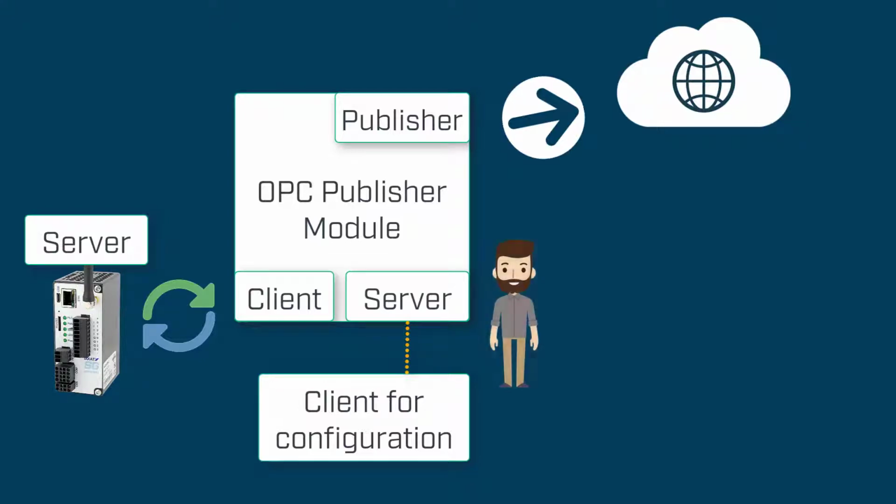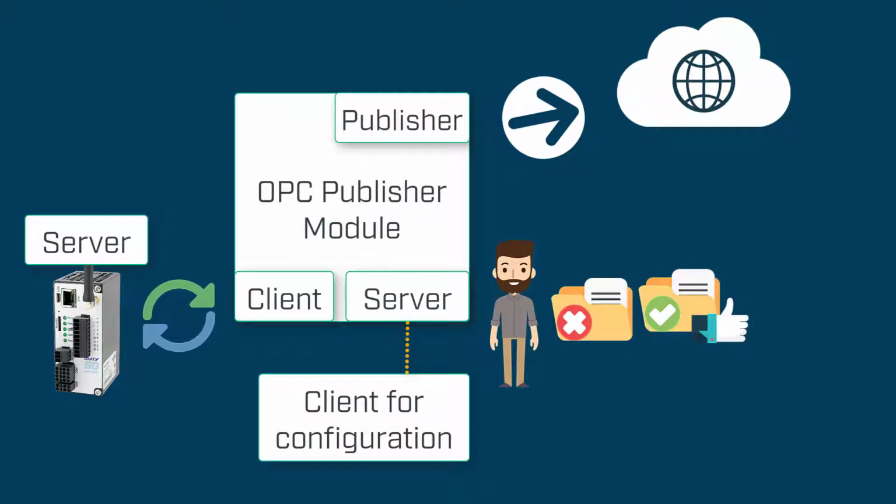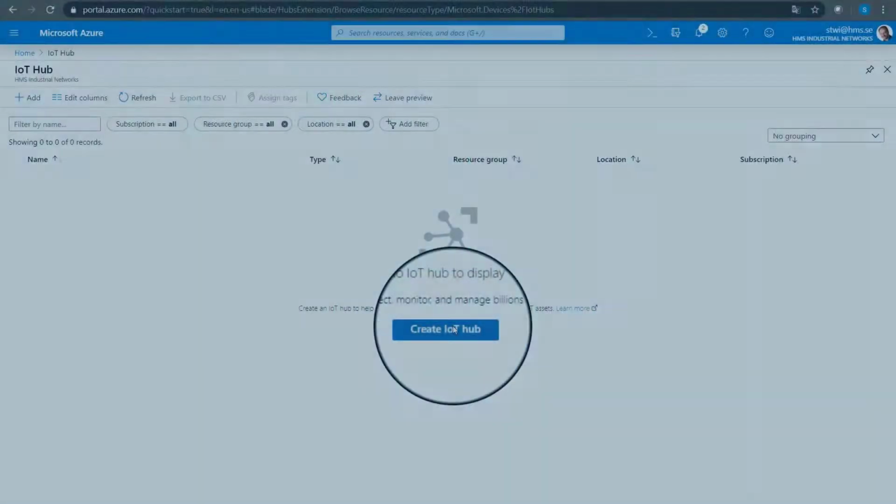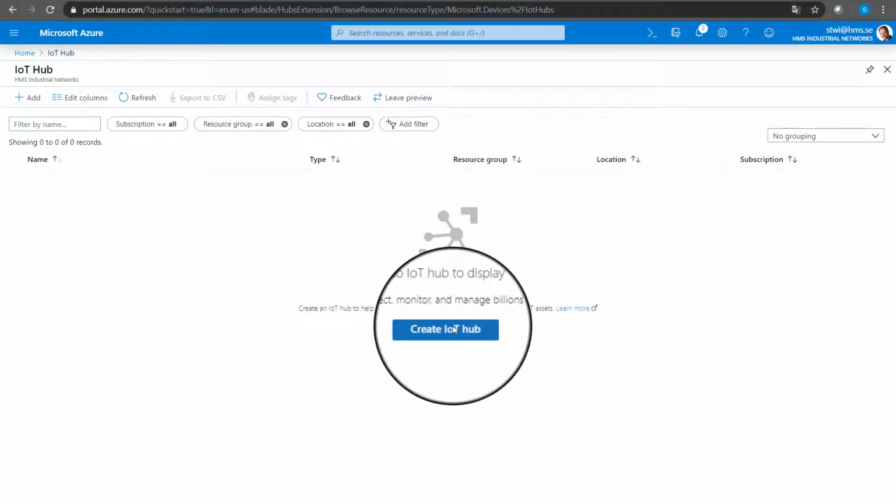The accepting of the certificates on the publisher's modules side must be done manually once, by moving files from the rejected folder to the accepted folder. Now we proceed with Microsoft Azure to publish data from the SG Gateway to the cloud.